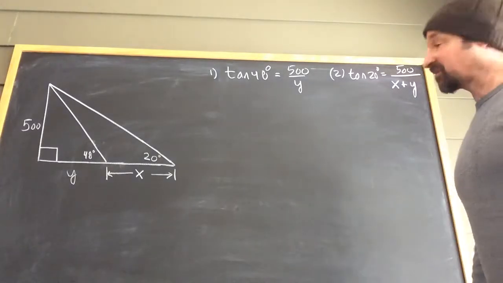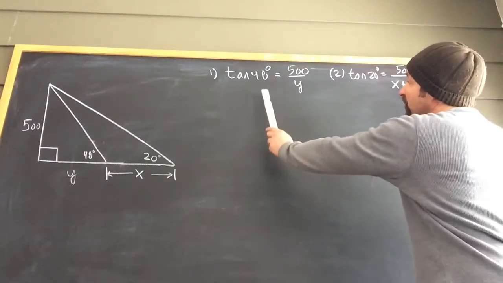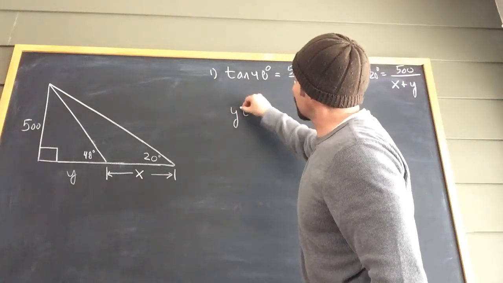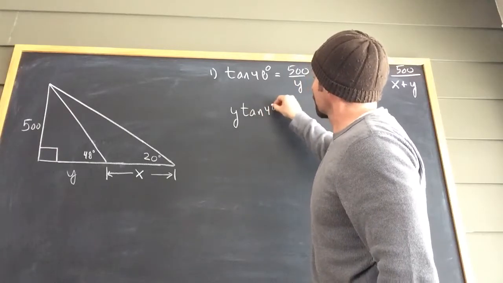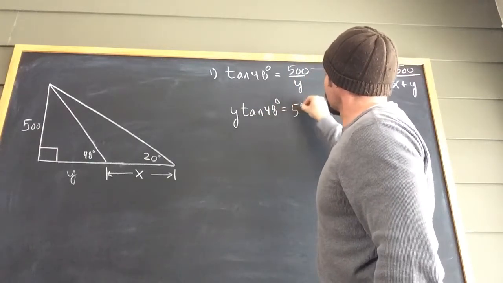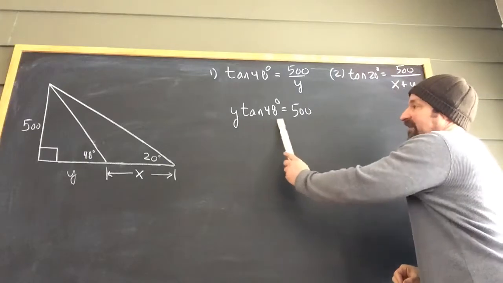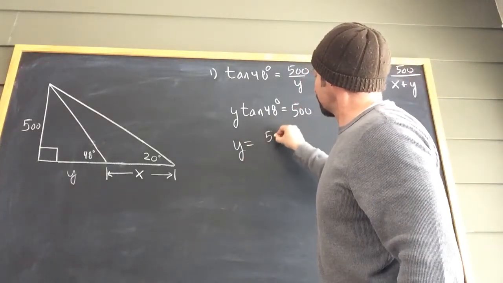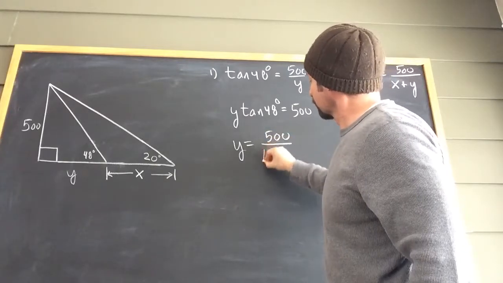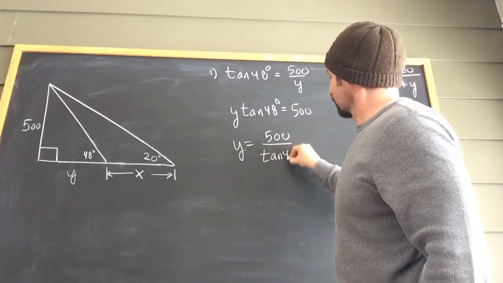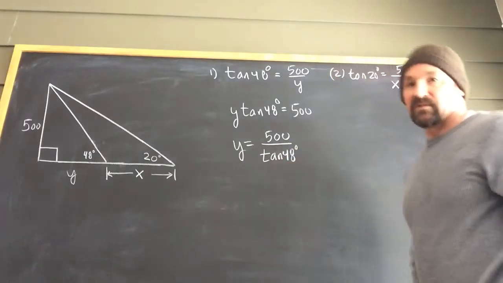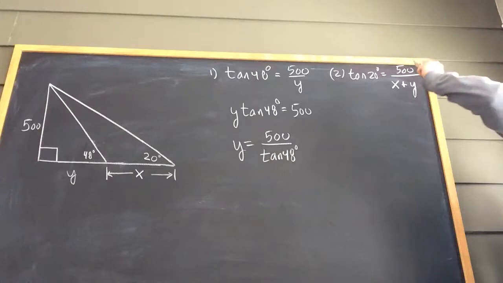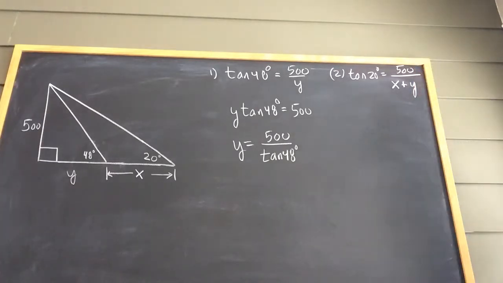I'll solve the system, and to do that, I'll solve this equation for y. So if I multiply both sides of the equation by y, and then divide by tan of 48 degrees, I have an expression for y. And now I can take this expression for y and substitute it back into equation 2 in place of y.